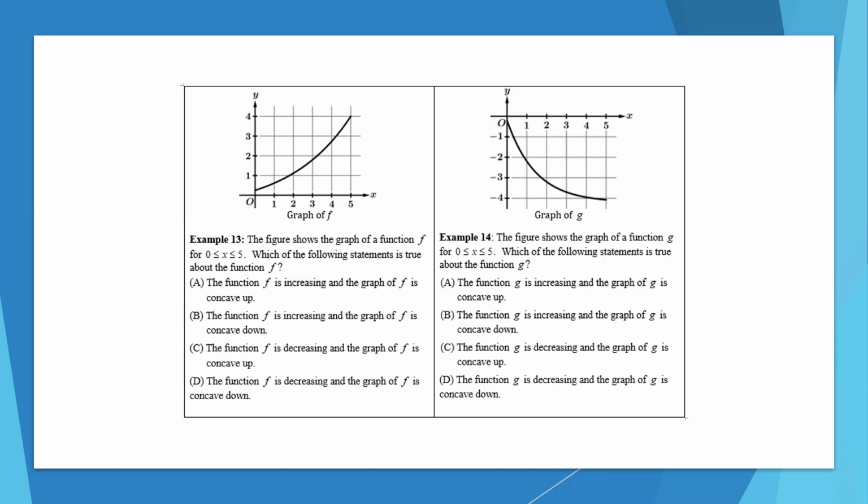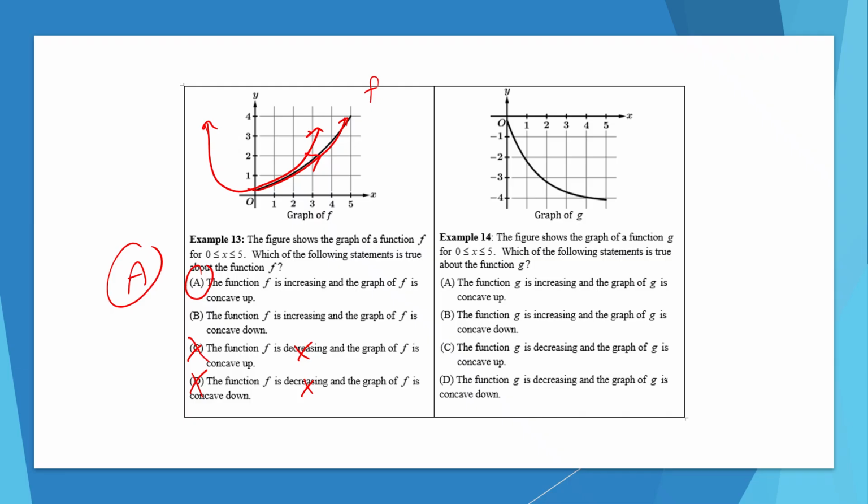All right, so example number 13, which of the following statements is true about function f? Here, the first part is the function is increasing or decreasing. So let's just talk about that first. The function itself should be increasing because it's just going up, right? So we can eliminate C and D, where it says the function is decreasing. And then the graph is concave up or down. This one's pretty straightforward as well. It is concave up because it makes an upwards U shape, making A the correct answer for example number 13.